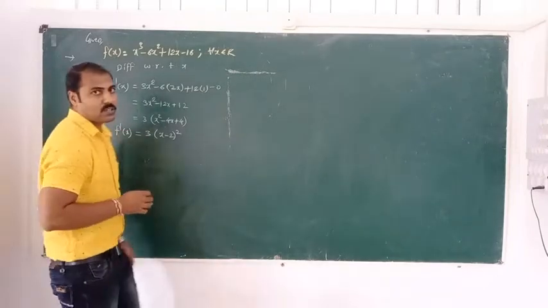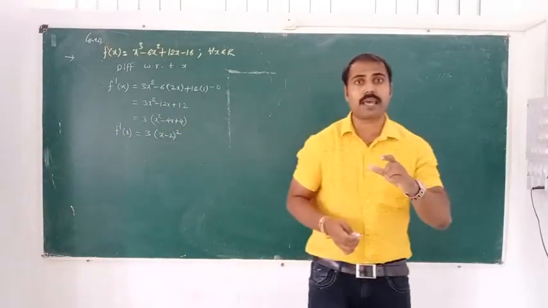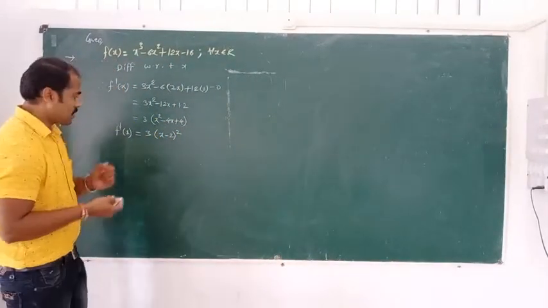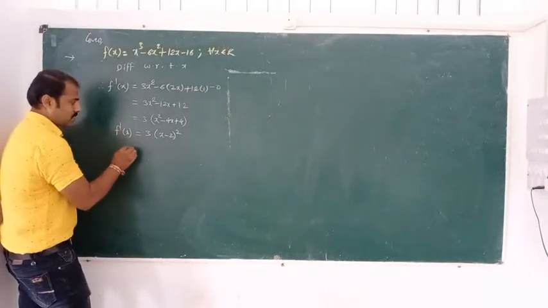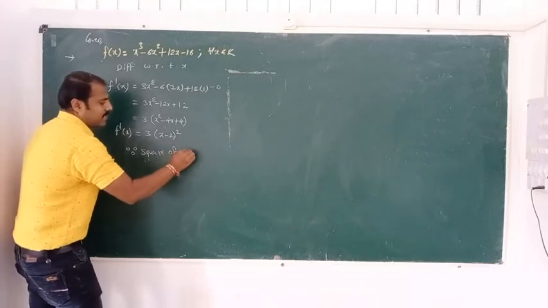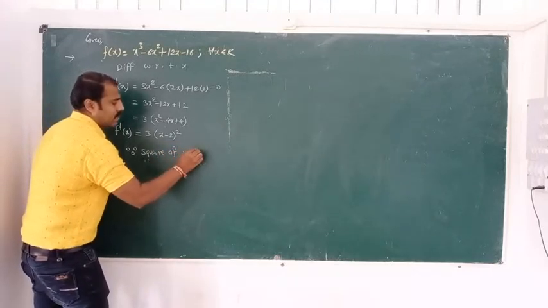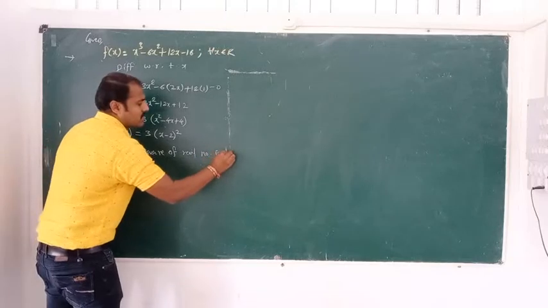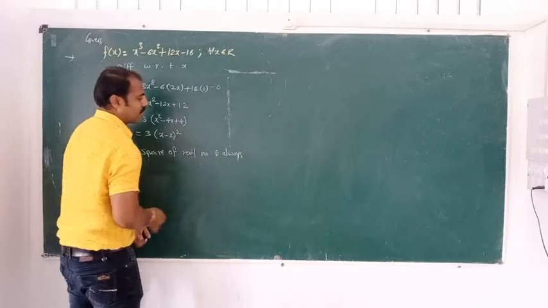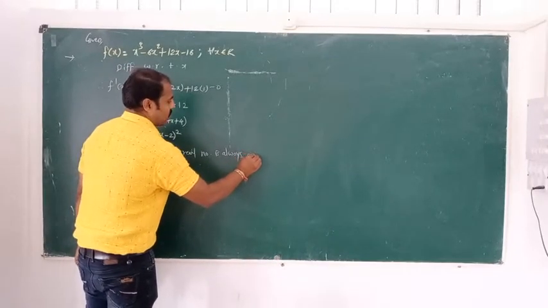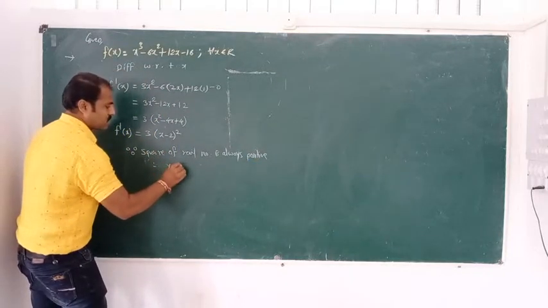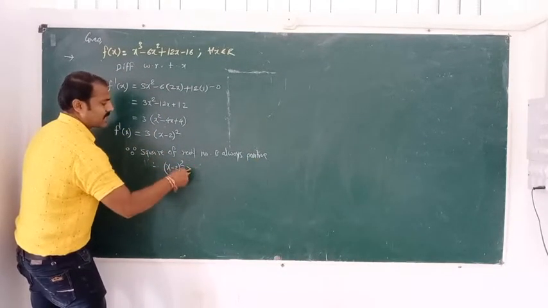But I don't know whether f dash of x is positive or negative, but I know that the square of a real number is always positive or 0. Therefore I can write here x minus 2 bracket square is greater than or equal to 0.